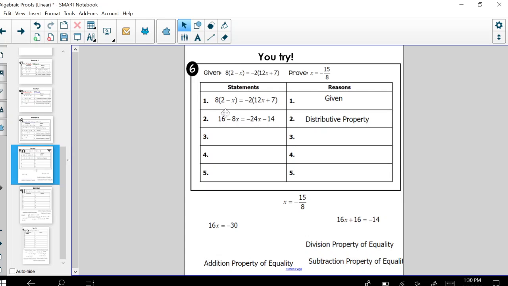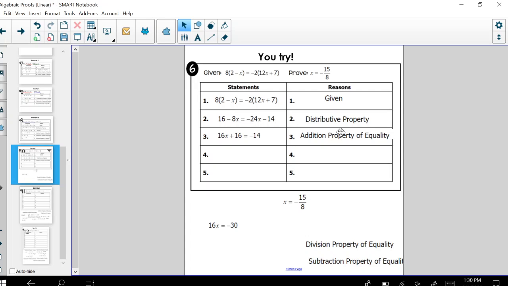From here now, I've got x's on both sides of the equal sign, so my next step is going to be to get those all on the same side. So I have 16x plus 16 equals -14. Now, how I went from step 2 to step 3 is that I added 24x to both sides, which is my addition property of equality.